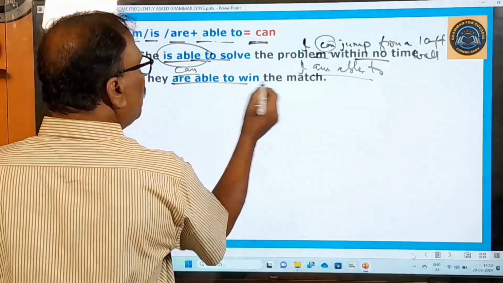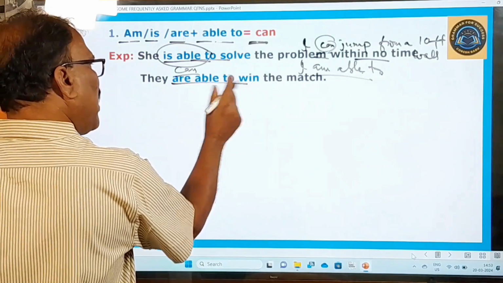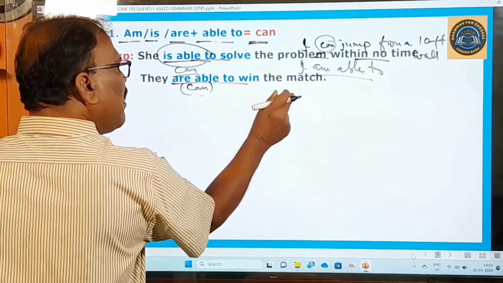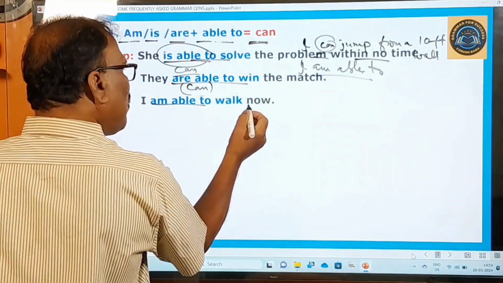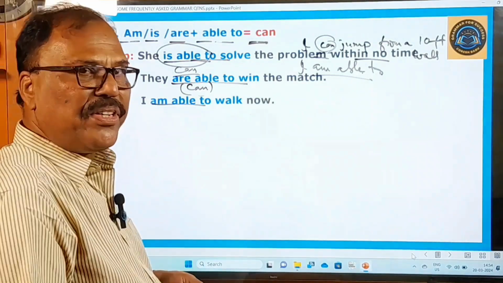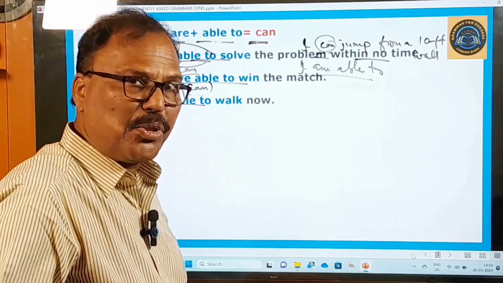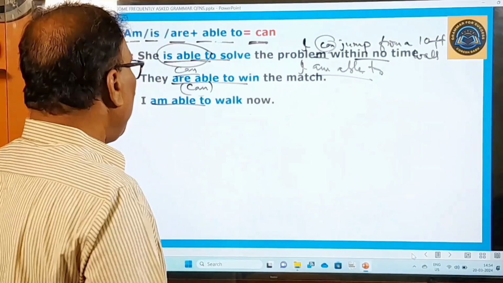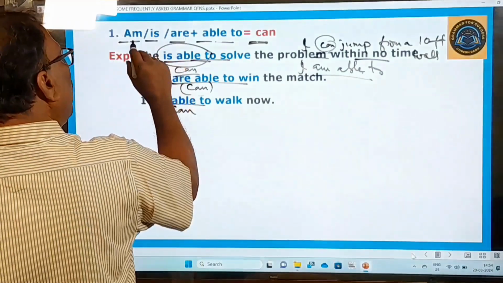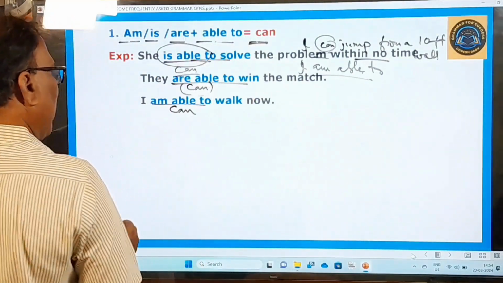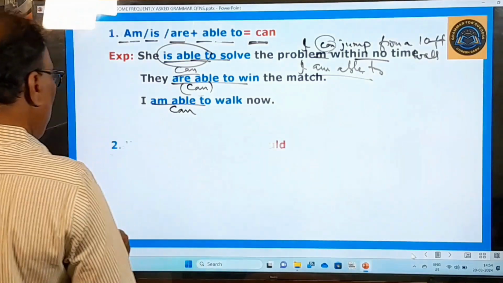They are able to win the match. They are able to win the match means they can win the match. Right. Next example. I am able to walk now. I was bedridden all these days, but now I am able to walk. I am able to walk means I can walk now. So in this way, able to is equivalent to can, right? Now let's move on to the next thing.